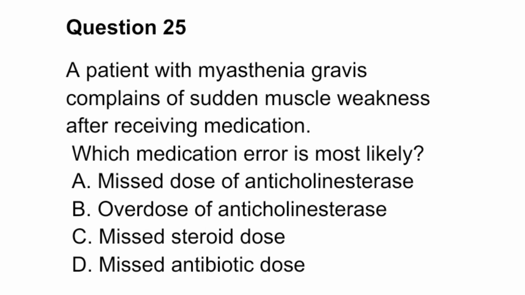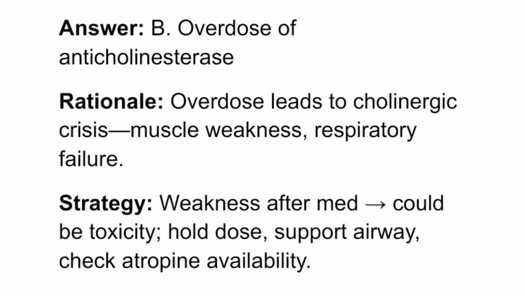Question 25. A patient with myasthenia gravis complains of sudden muscle weakness after receiving medication. Which medication error is most likely? A. Missed dose of anticholinesterase. B. Overdose of anticholinesterase. C. Missed steroid dose. D. Missed antibiotic dose. Answer: B. Overdose of anticholinesterase.